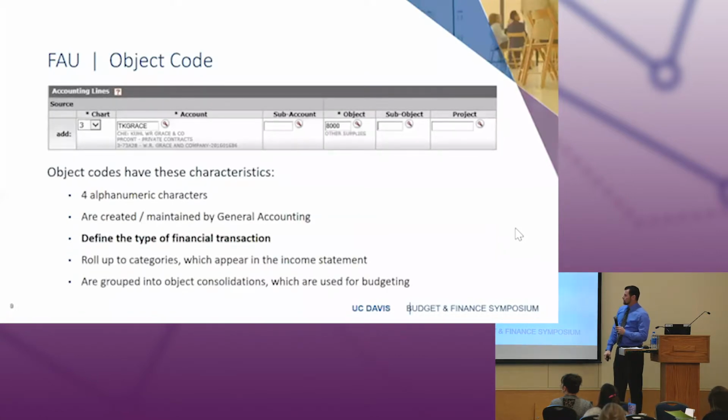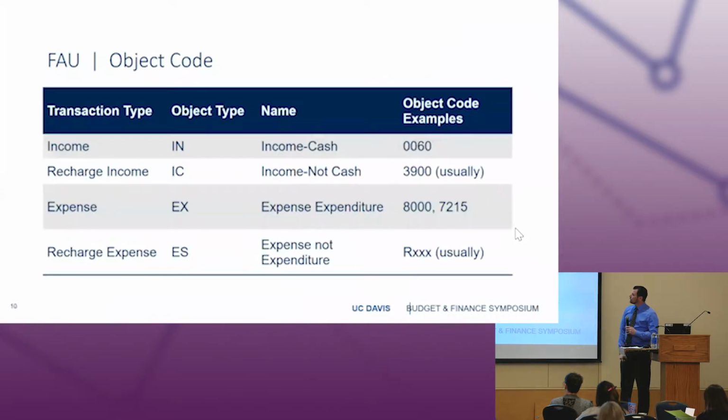And then the third piece that you need for all your transactions is the object code. So those are created or maintained by us centrally. And the key takeaway here is that they define the type of financial transaction, and we use that when we do our reporting. So they're also grouped into object consolidations, which we use when we're doing budgeting. I want to spend more of the time on the account. The chart and object are kind of less complex pieces to the presentation. So I'm going to skip here to the object code.